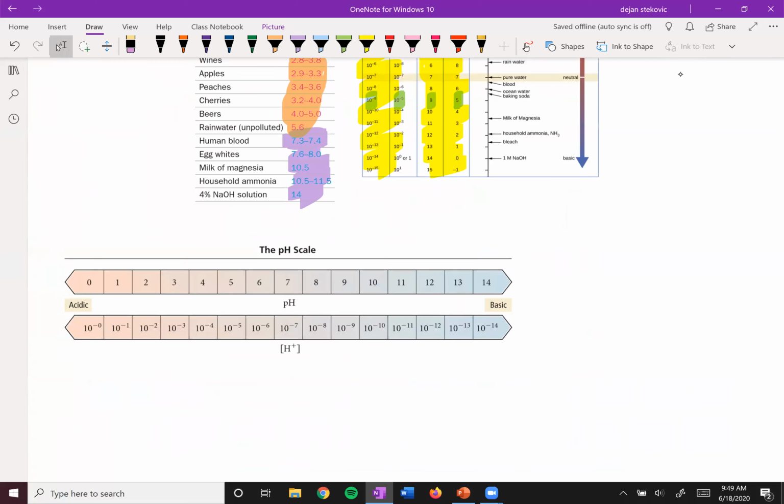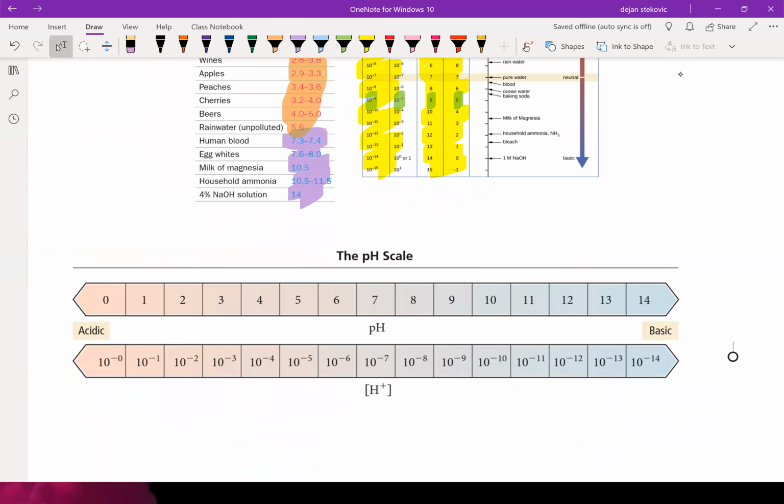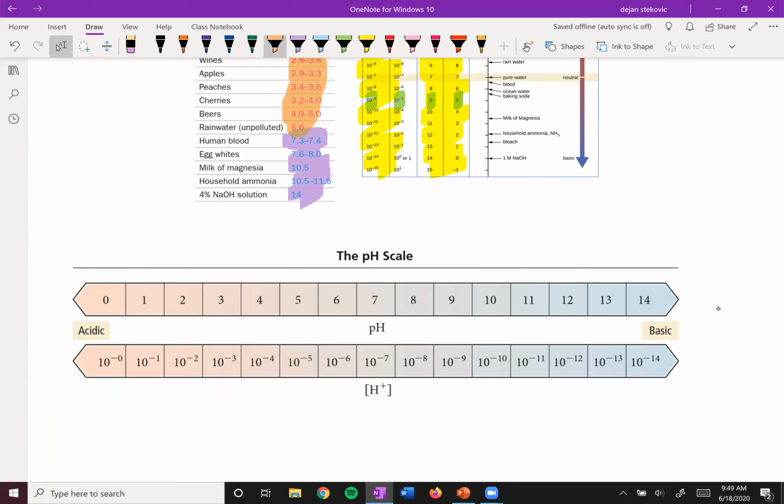Right, and so this picture is again just showing the same thing. I really want to get this point across. And so again, you're just looking at the exponent, and that goes to the pH, right? As your concentration of H plus gets smaller and smaller, your pH gets higher and higher, and you get more and more basic.